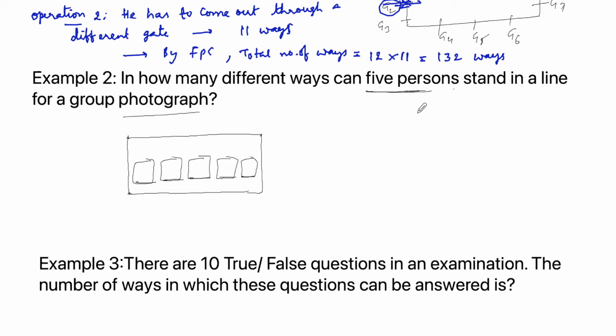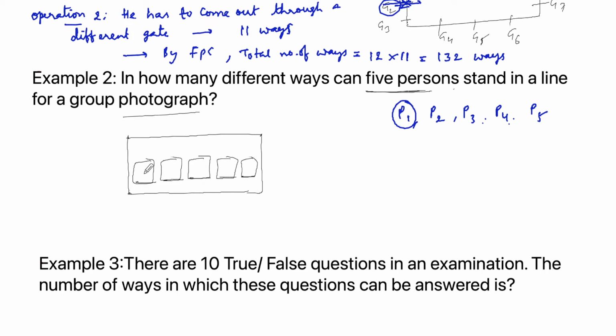So let us consider the 5 persons as P1, P2, P3, P4 and P5. So these are the 5 different persons and they need to arrange themselves here for the group photograph. In how many different possibilities we can arrange them? Now if any one of the persons, say P1, then how many ways does he have a choice to stand in a position?